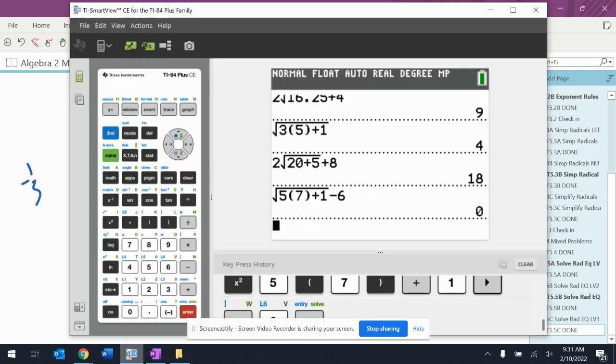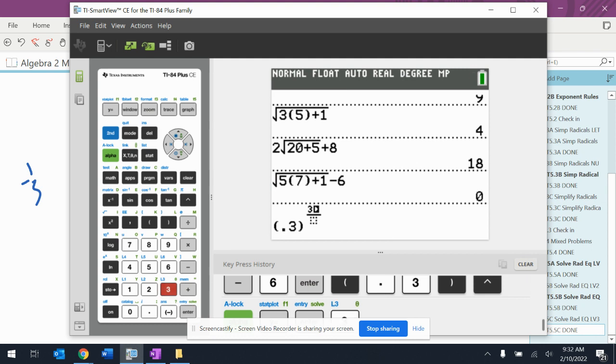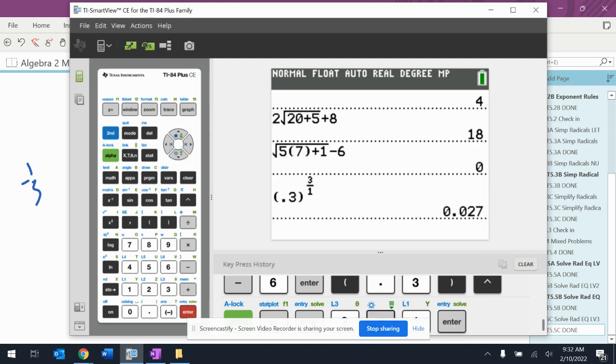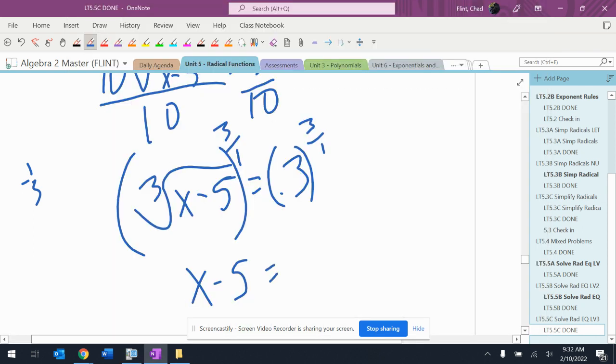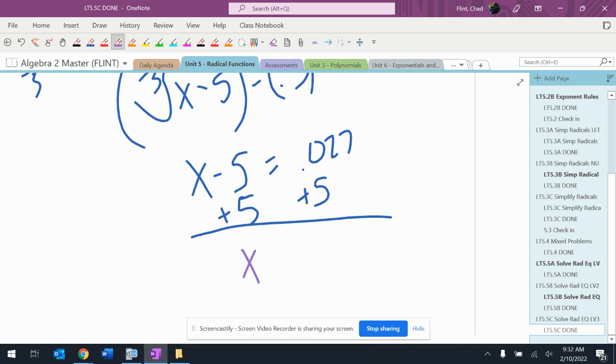All right, I think I know what 0.3 to the 3/1 is, but let's just make sure. 0.3 to the 3/1 is 0.027. Then I'm going to add 5 to it, and I'm going to get x equals 5.027.